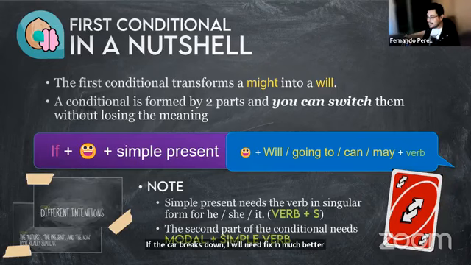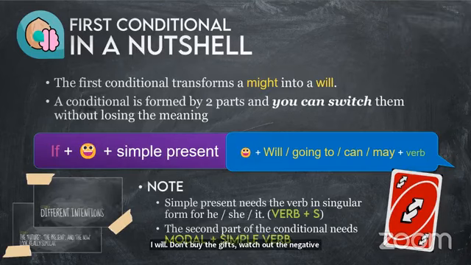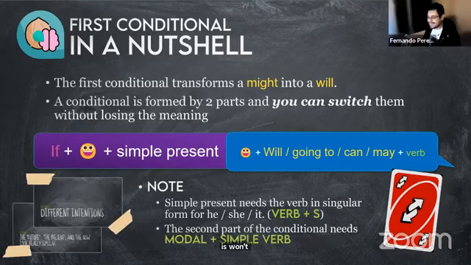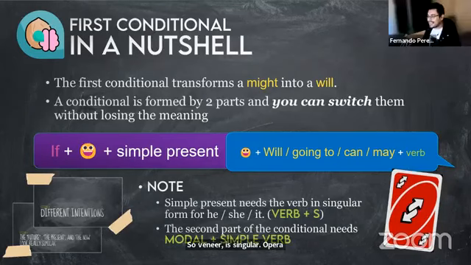If my boss, watch out, doesn't pay, you need to review simple present. If your boss doesn't pay, I will don't buy the gifts. Watch out. The negative for will is won't. Oh, yeah, yes. You remember. I remember. Very good. If my mother travels to USA, this is correct. She might buy souvenir for his grandchildren. Souvenir is singular or plural? Plural. Exactly. And ready.